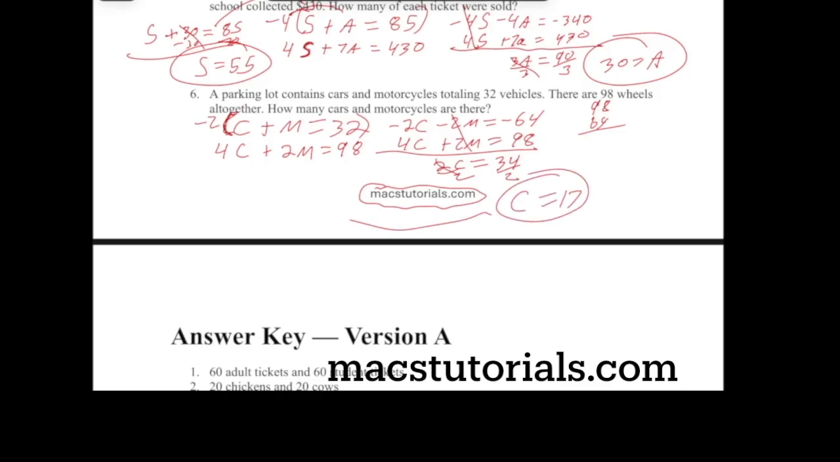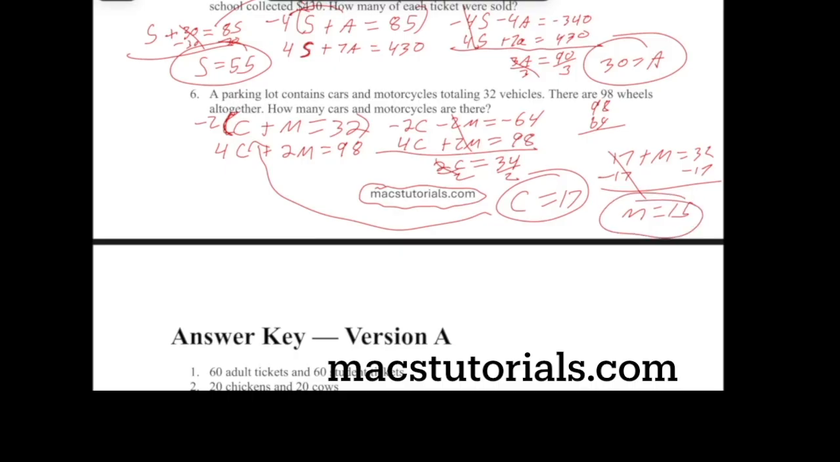Now I'm going to plug it into that original equation. My 17 cars plus my motorcycles equal 32. I'm going to subtract 17 from both sides. Boom, die. M equals 15. 15 motorcycles, 17 cars. Okay?